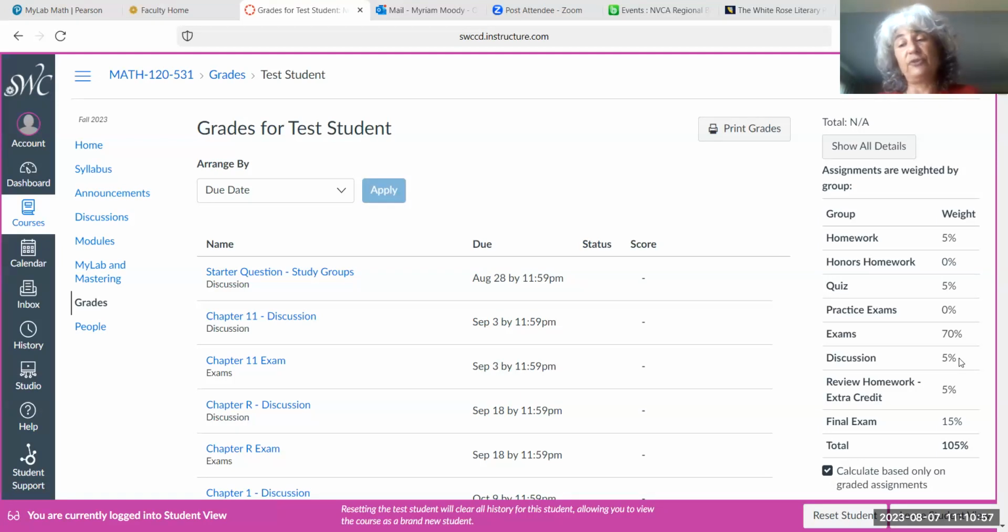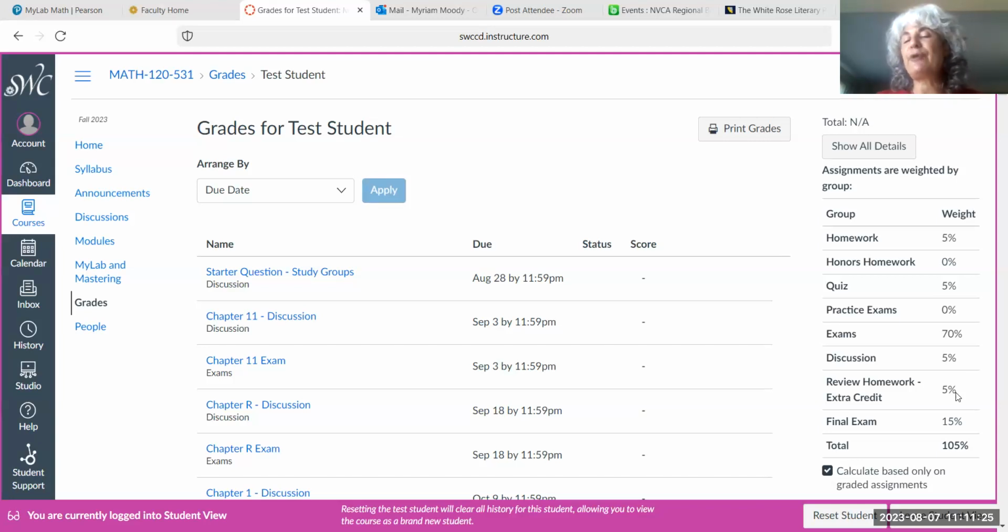Discussions are also 5%, so if you don't do those, your grade is also taken down. Exams are 70% of your grade. Review homework, this extra credit, is 5% of the grade as well. Final exam is 15%. So the total is 105%, only because review homework is 5%. So you have a total of getting 105% in this class, an A++.